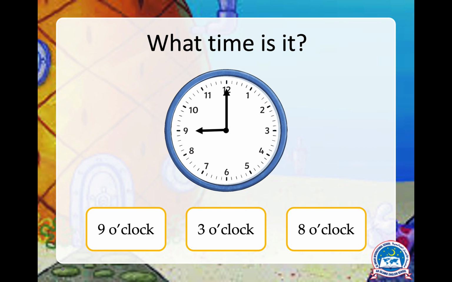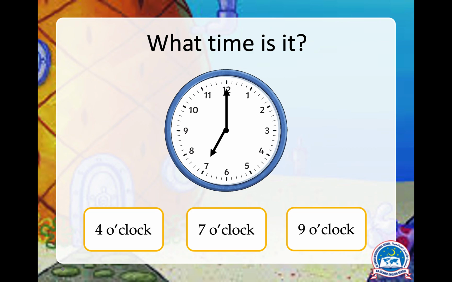Now, let us look at this clock over here. What time is it? Is it 9 o'clock, 3 o'clock, or 8 o'clock? If you've guessed that it is 9 o'clock, well done, you are correct. Why? Because our minute hand is pointing at the 12, so we know it's o'clock, and our hour hand is pointing at the 9. So now we know that it's 9 o'clock.